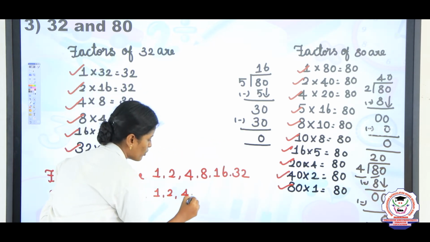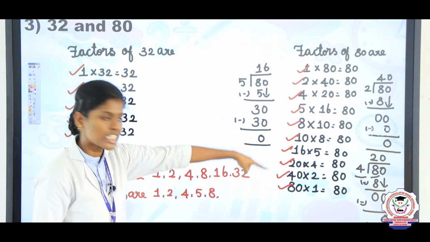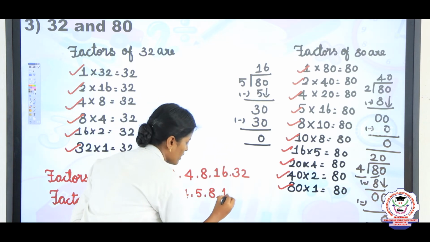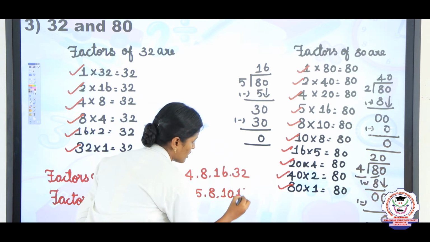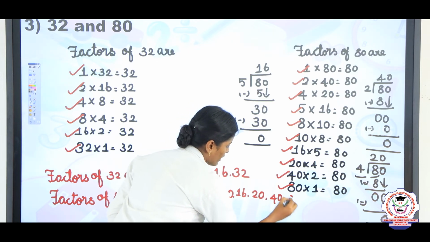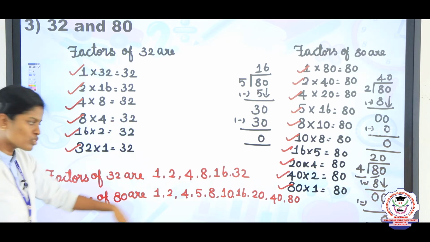So write 4, 5, 8 and the next one is 10, 16, 20, 40, 80. So write 10, 16, 20, 40 and then the final one is 80. Now we are going to find the common factors of these two numbers.